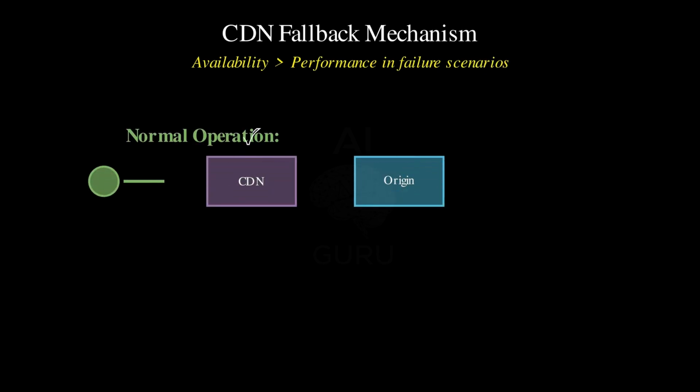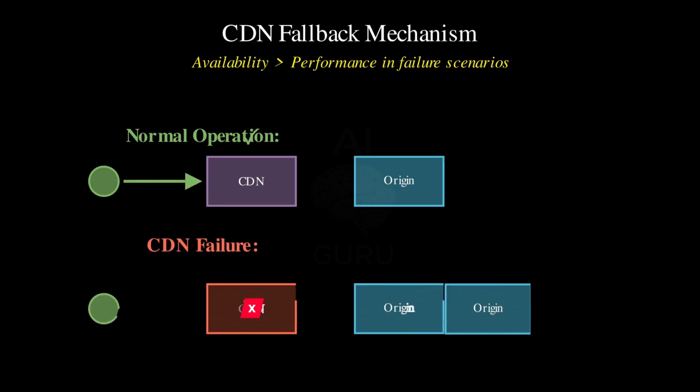Exactly. And we also must account for the CDN itself failing, which does happen. So you need a CDN fallback mechanism. It's essential. If the CDN service is down or degraded, the client's configuration has to be intelligent enough to detect that failure and request the resources directly from our origin server. It might be slower, but at least the site remains available. Exactly. Availability over performance in a failure scenario.